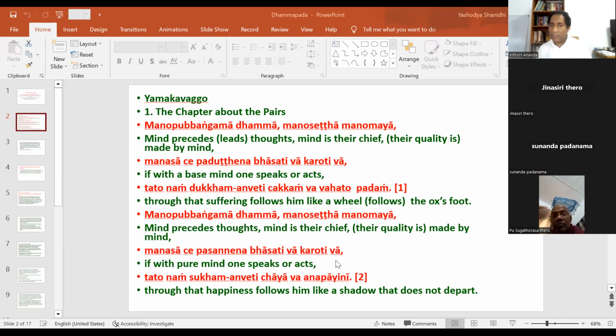Wherever light is available, your shadow doesn't depart from you. But we have to understand, even a shadow is not with us when we are in the darkness. When we are in the darkness of ignorance, even the shadow will leave us.